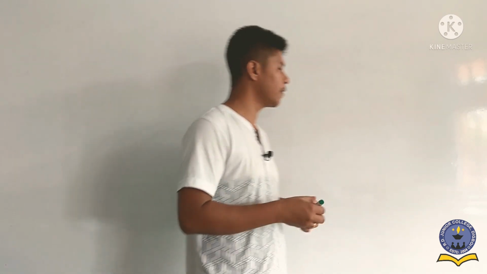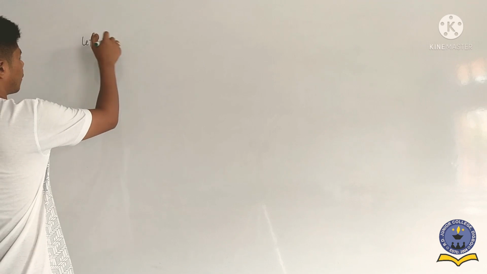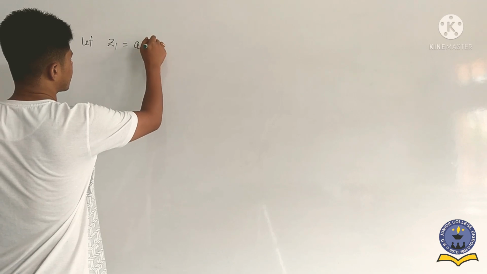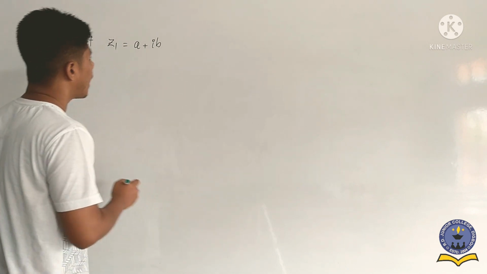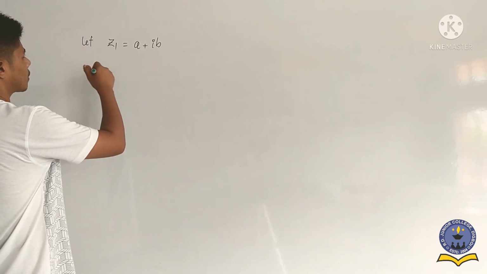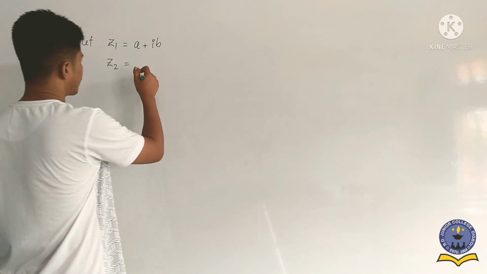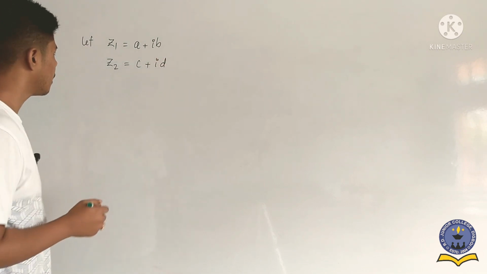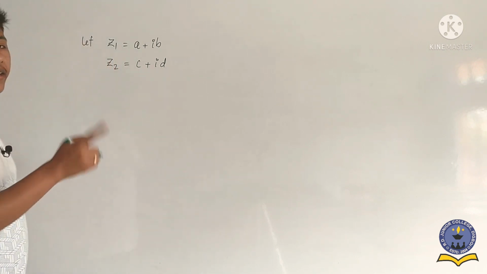For example, let us consider a complex number z1 equals a plus ib. Here a is the real part and ib is the imaginary part. This is the first complex number. Another complex number we consider is z2 equals c plus id. This is the second one. So we consider two complex numbers and discuss their addition.